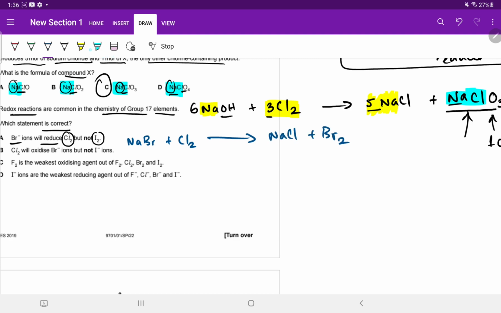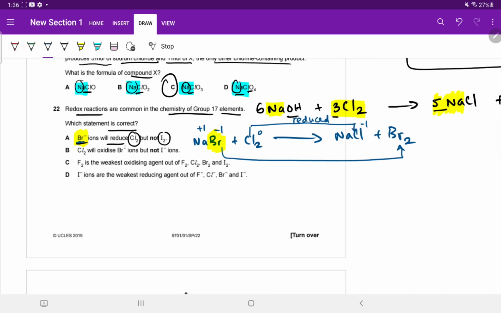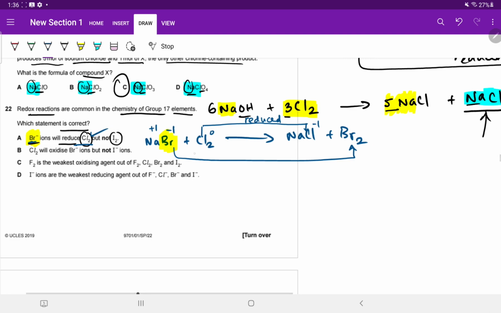Over here, an important thing to notice is that it says Br minus ion. Br minus ion is basically this one, because this has a charge of -1 and this is +1. So the Br minus ion over here is being oxidized to Br2, and this is actually reducing the Cl2 to Cl minus. So Cl2 is getting reduced. Br minus ion is actually reducing Cl2 over here, so this is correct.